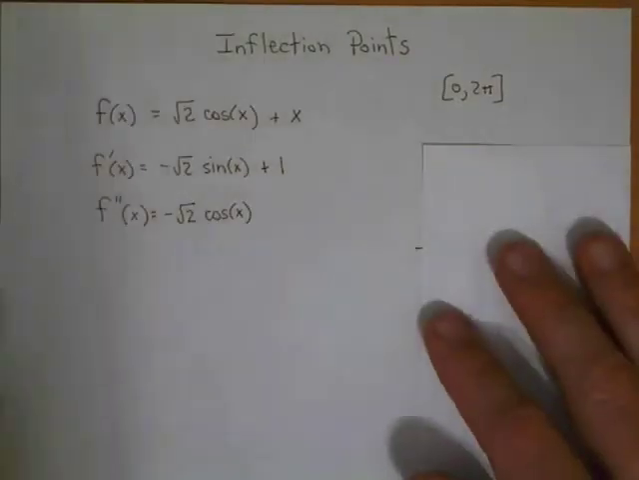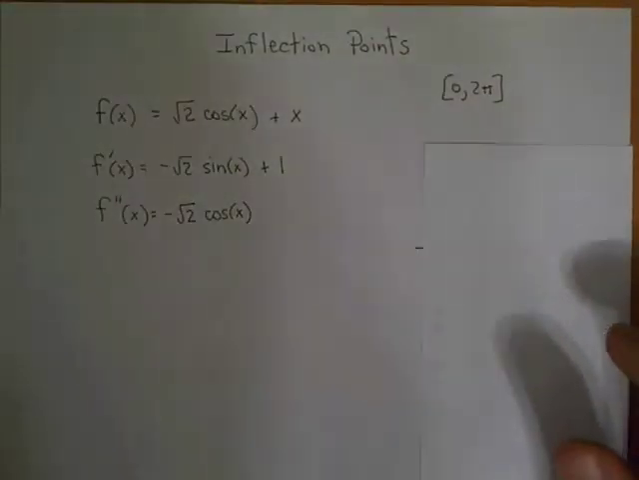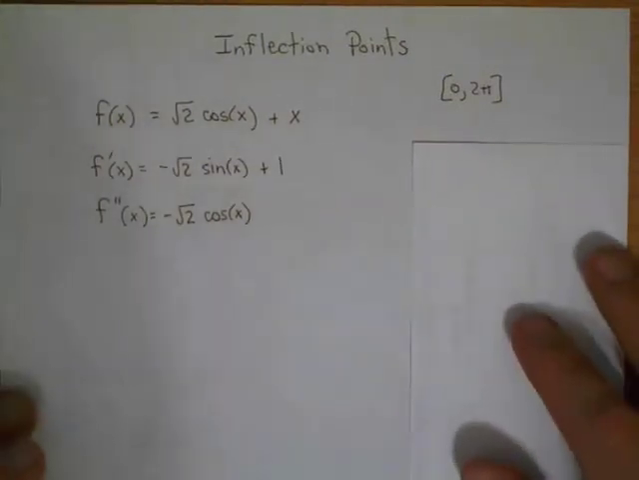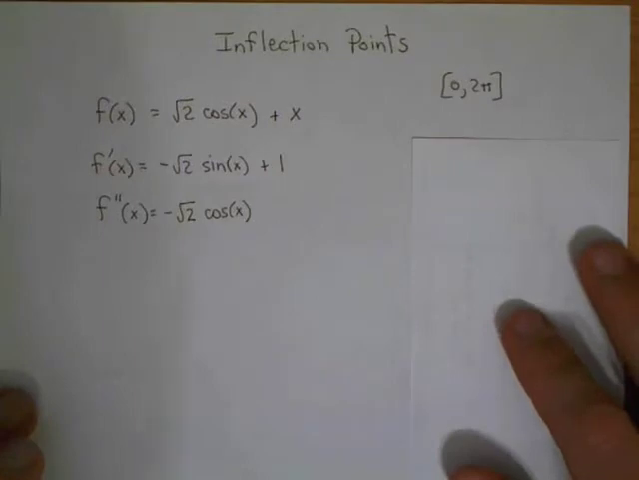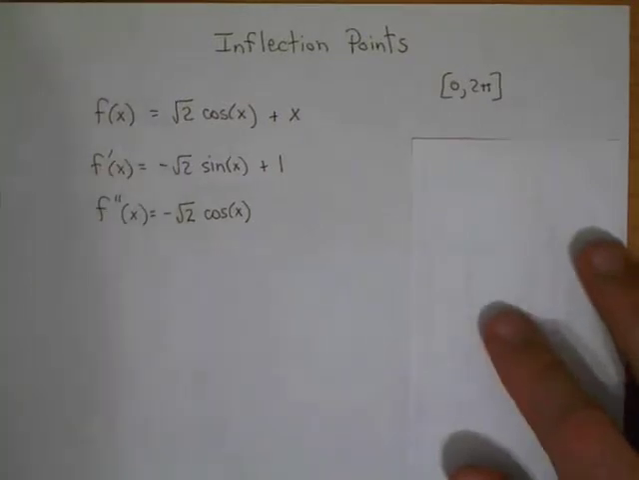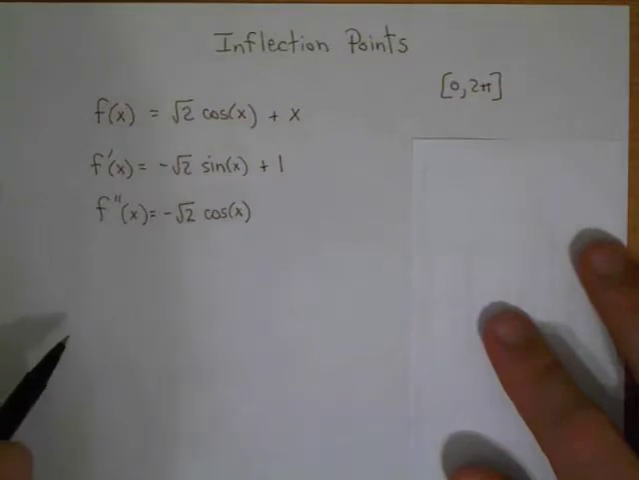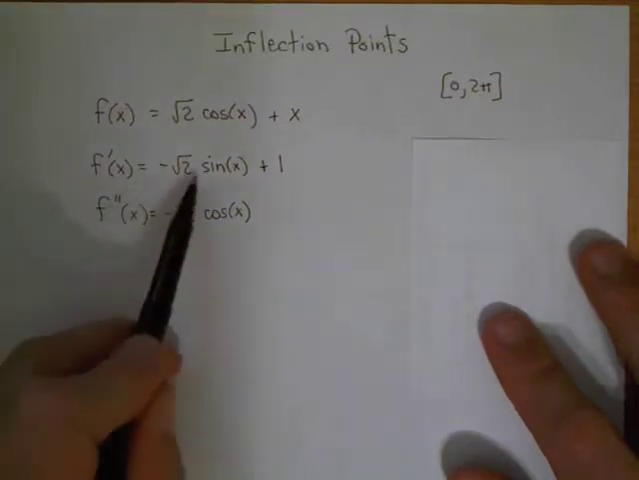If we have the function square root of 2 times cosine x plus x, as we had in the previous video on local max min, and we wanted to find the inflection points of this function, we would do that with the second derivative. So we found the first derivative when we were finding the local max min. We then take the second derivative.